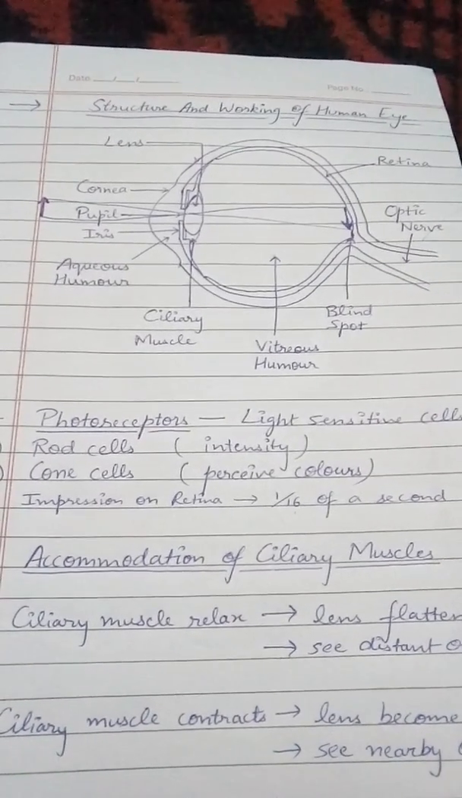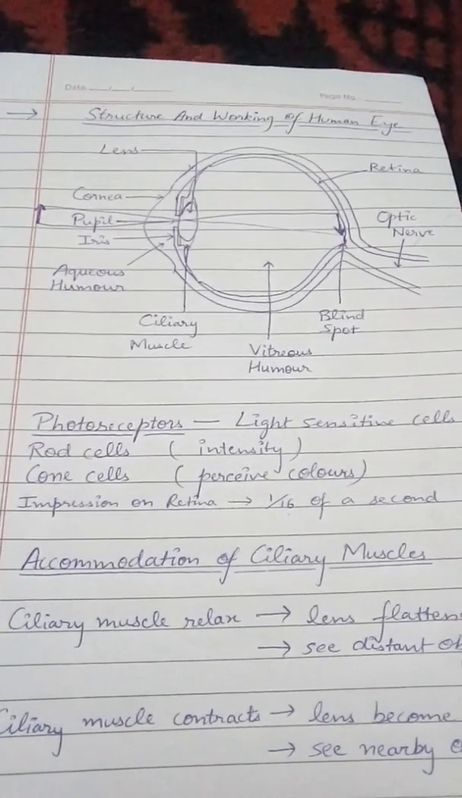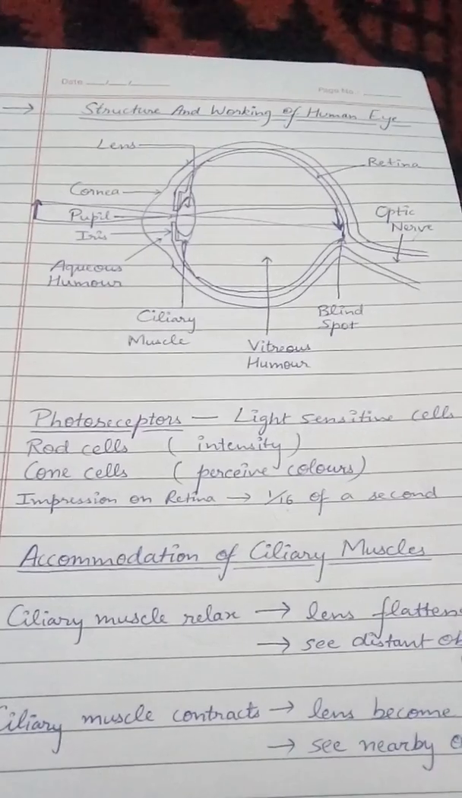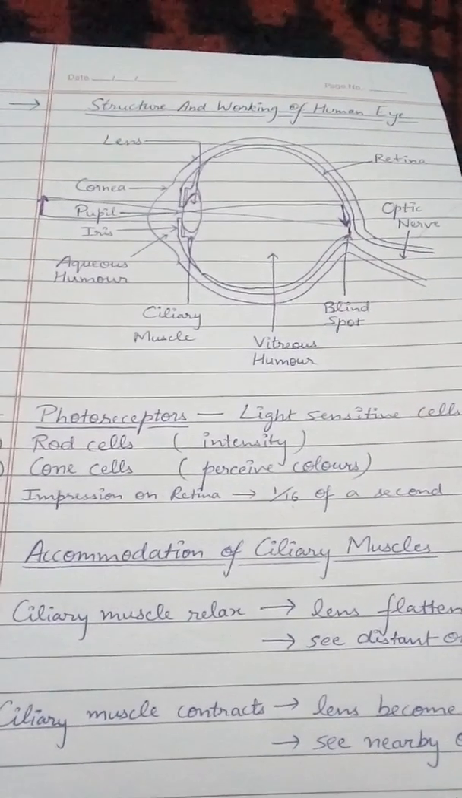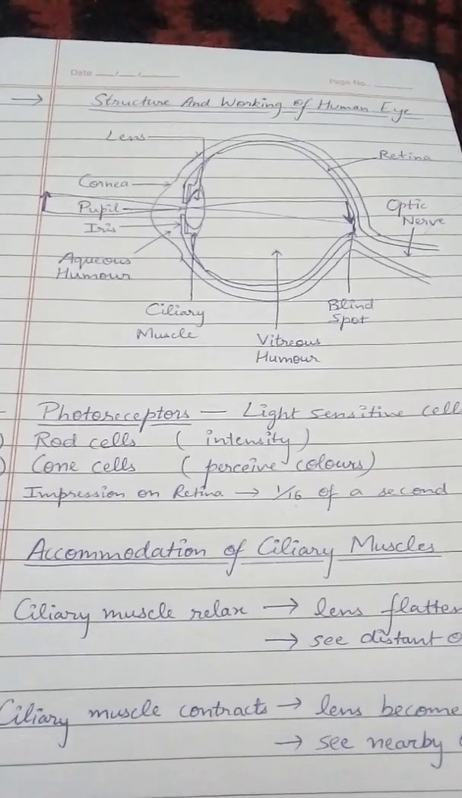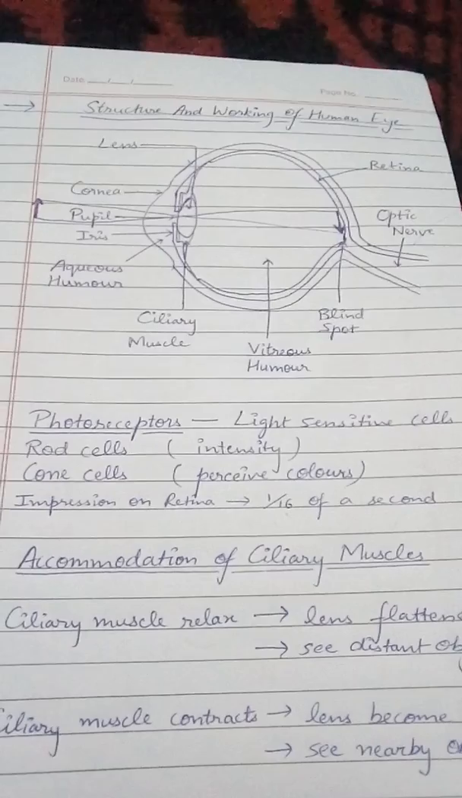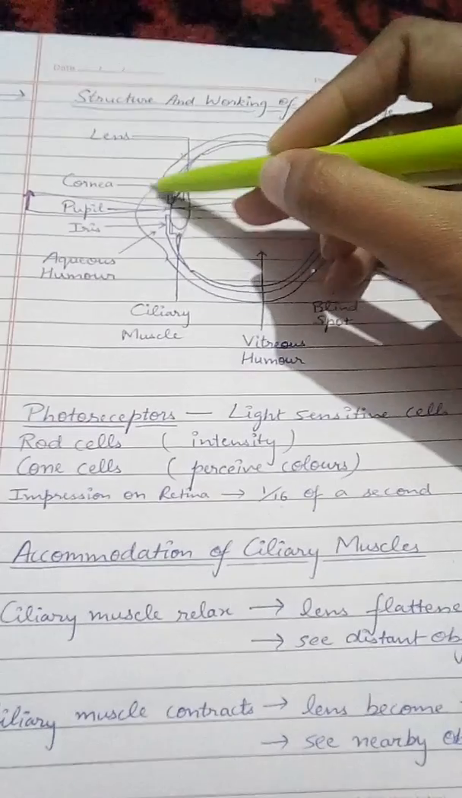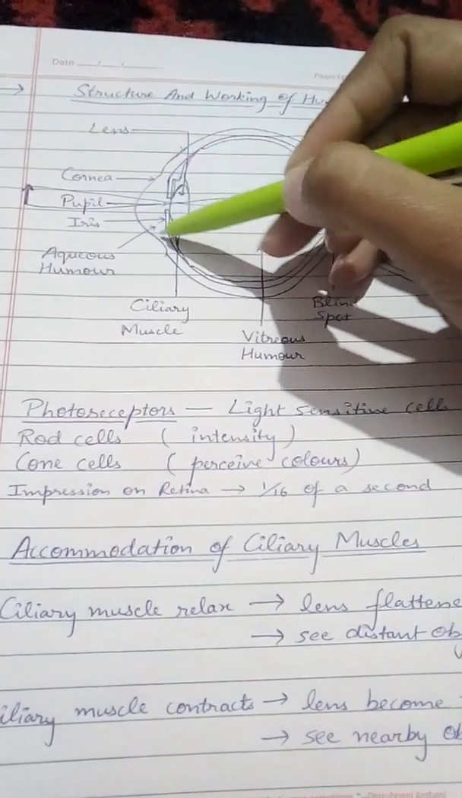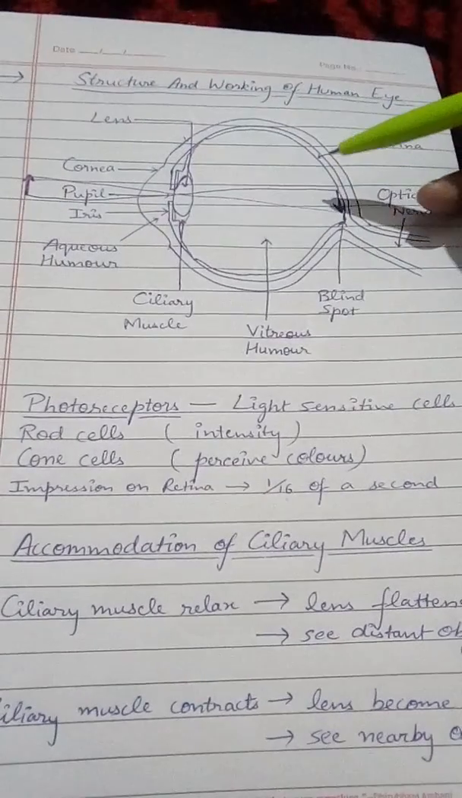A human eye consists of several parts like cornea, pupil, iris, lens, aqueous humor, ciliary muscles, vitreous humor, retina, optic nerves, and blind spot. So we'll start with cornea. This bulging portion is cornea. It's a transparent portion so that light can enter the eye easily.